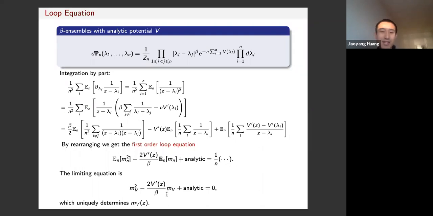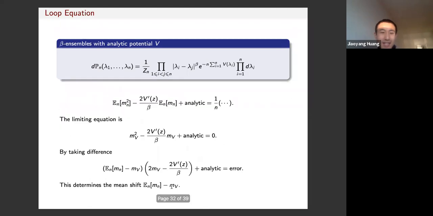So in this way, you get the expectation of the Stieltjes transform, the first order term. And after you take the difference, you can use it to get the higher order terms. So the loop equation usually has this flavor: you have some quantity which is analytic, and although you don't need to know the analytic term explicitly, you can still solve it. And this is for the continuous system.